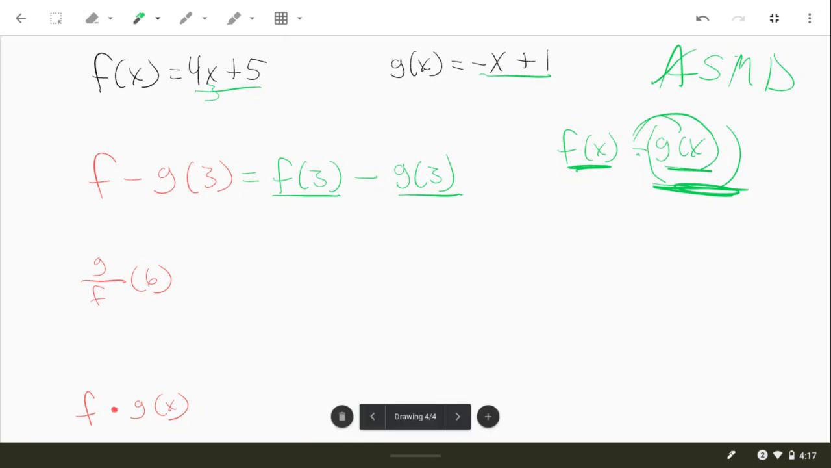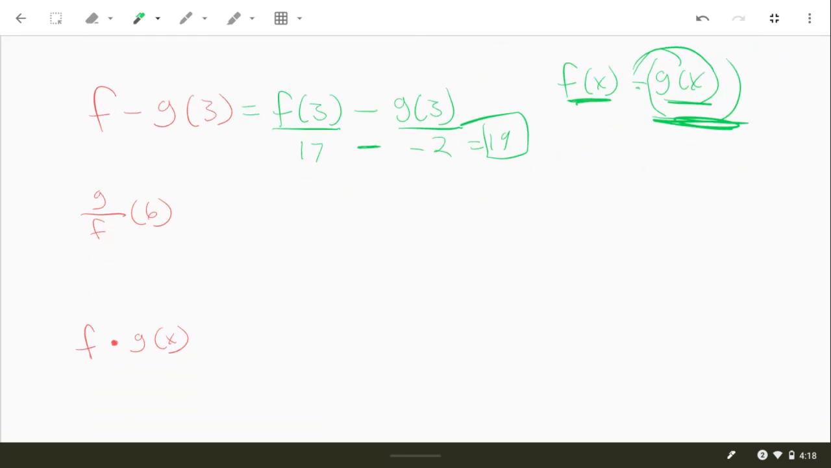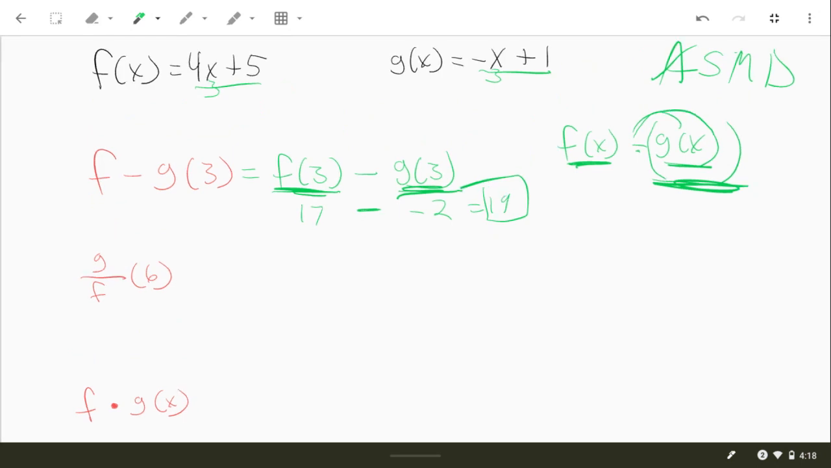F(3), you just plug in 3 for the x. That's going to be 4 times 3 is 12. 12 plus 5 is 17. G(3), you just plug in 3 for x. So you get negative 3 plus 1, which is negative 2. But you are subtracting those things. So this becomes 17 minus negative 2, which is 19. That's easy. Okay. So make sure you rewrite it like this first. That's really going to go a long way in helping you.